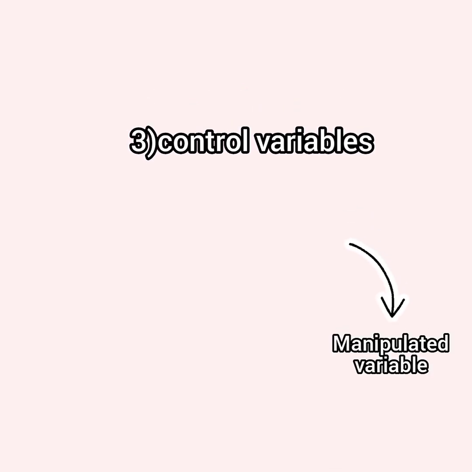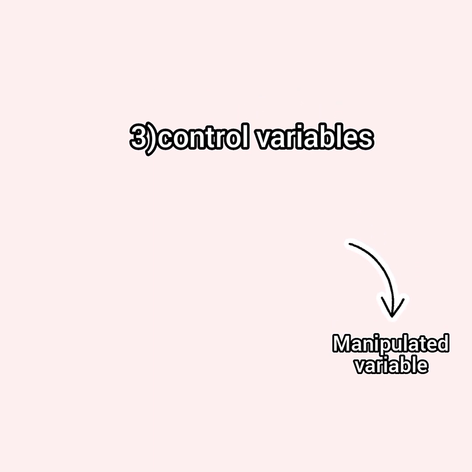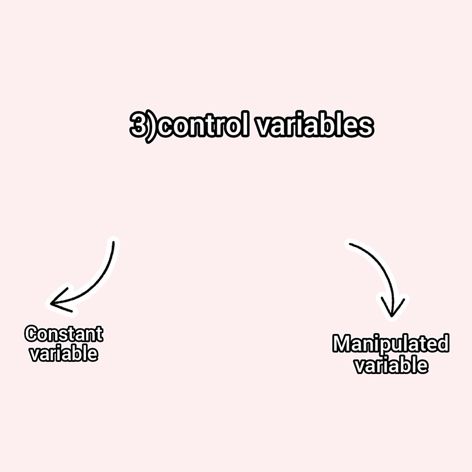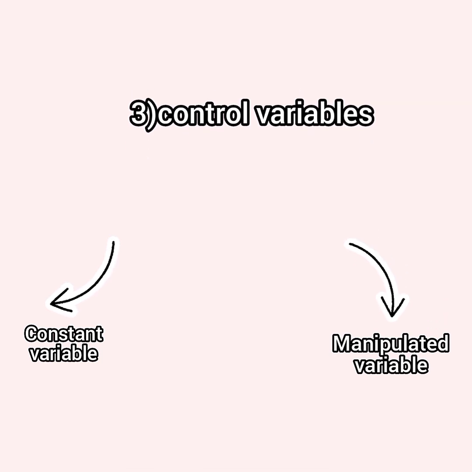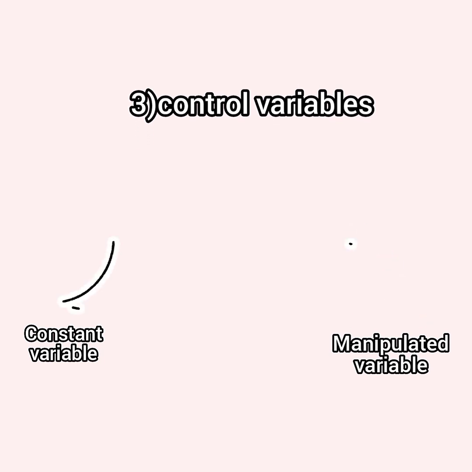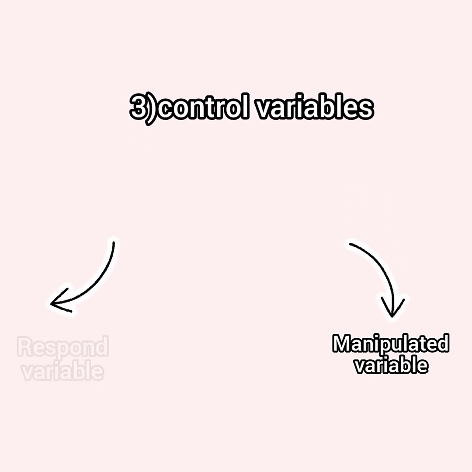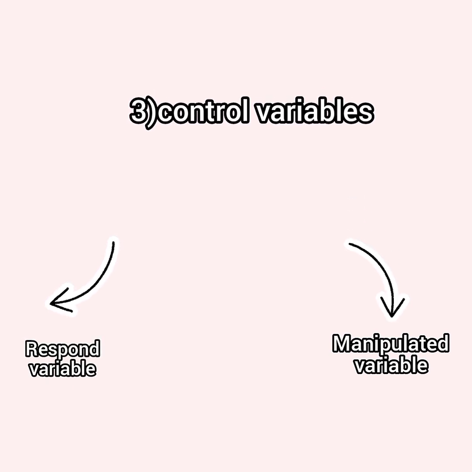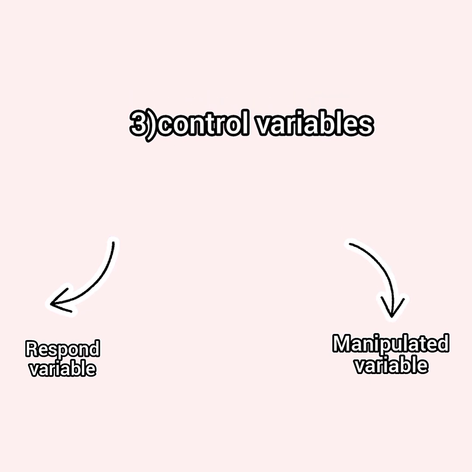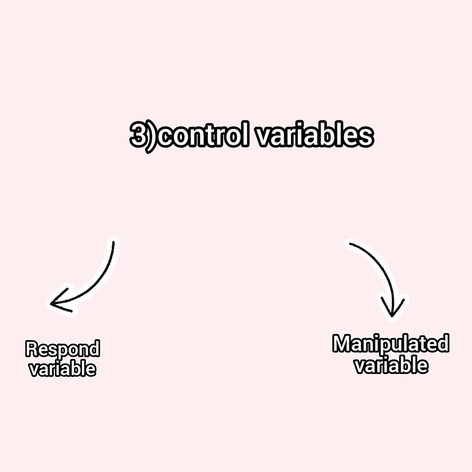For example, variables that are manipulated variable, where it can change the item, and then there is constant variable, where the item needs to stay the same so that the experiment will be very accurate. And we also have response variable, which is kind of conclusion, that states what happens in the end.